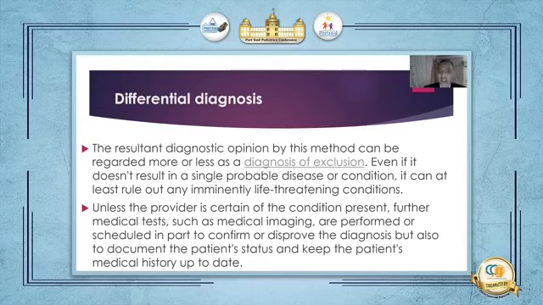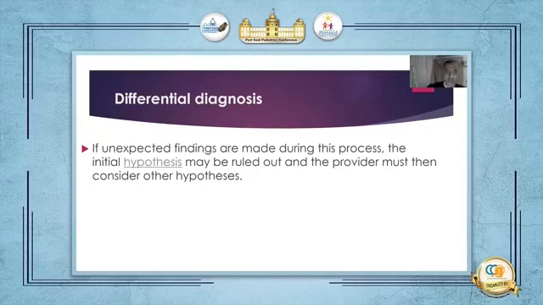Even if it does not result in a single probable disease or condition, it can at least rule out any eminently life-threatening conditions. Unless the provider is certain of the condition present, further medical tests such as medical imaging are performed or scheduled, in part to confirm or disprove the diagnosis, but also to document the patient's status and keep the patient's medical history up to date. If unexpected findings are made during this process, the initial hypothesis may be ruled out, and the provider must then consider other hypotheses.